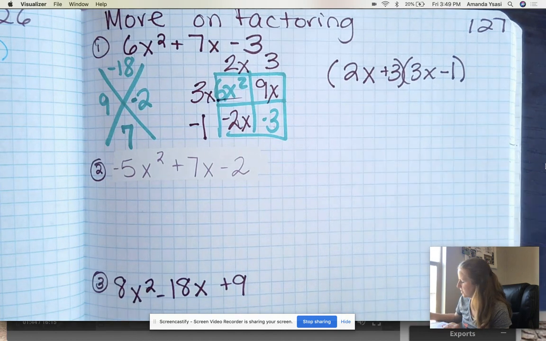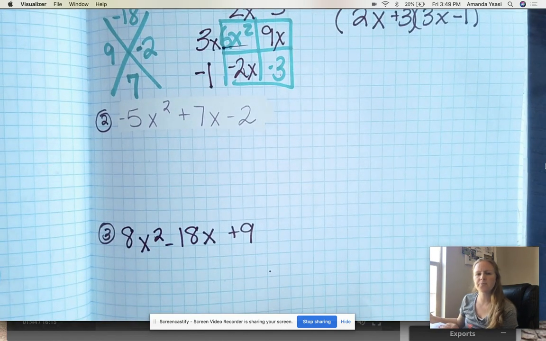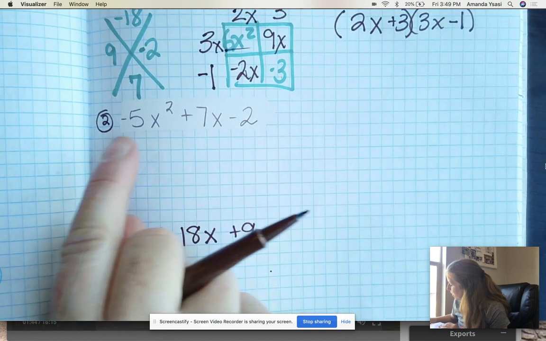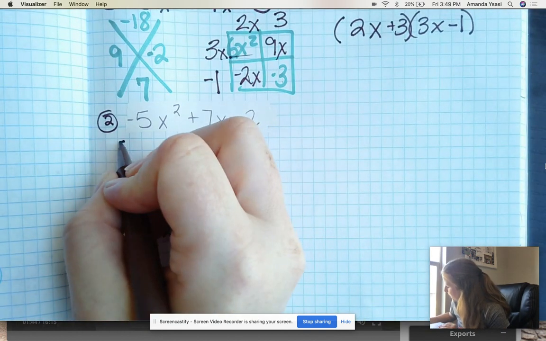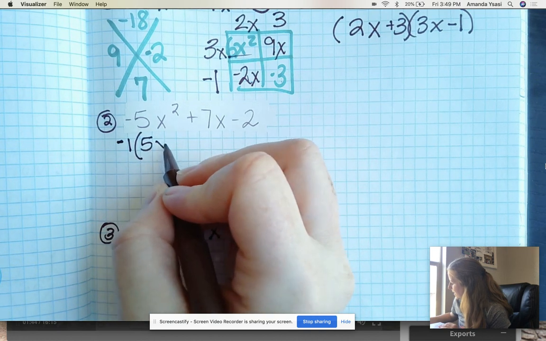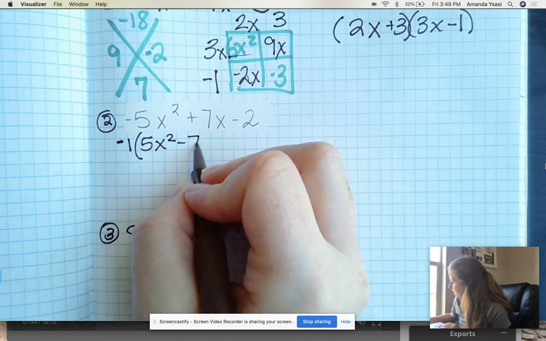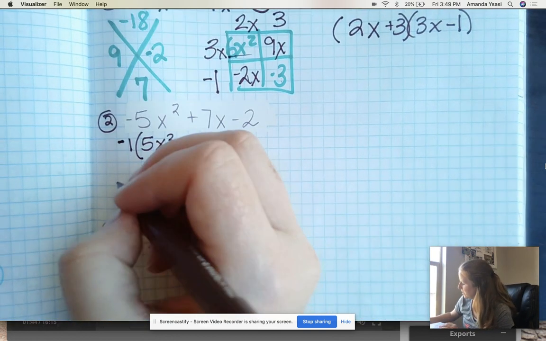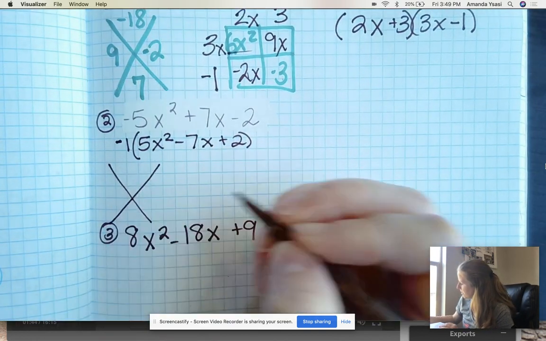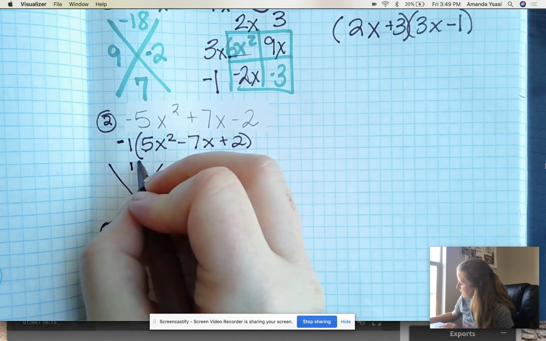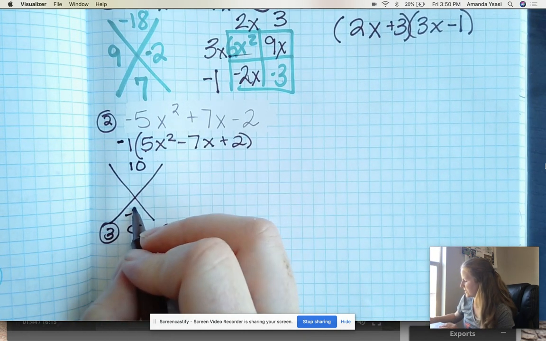All right, let's go on to the next one. 5x squared plus 7x minus 2. Can't pull anything out. Well, we do need to pull out a negative. So negative 1, then that'd be 5x squared minus 7x plus 2. So I changed the sign of everything. And so let's do the x box. So this would be 5 times 2 is a positive 10 and a negative 7 sum.